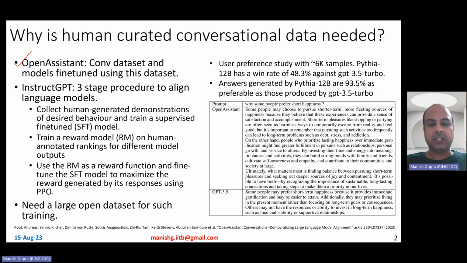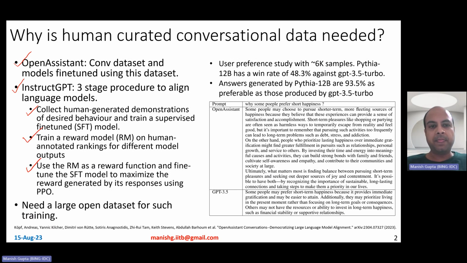Well, because instruction fine-tuning using recipes like InstructGPT requires such data. InstructGPT made this three-stage procedure very popular to align language models. In the first stage, people do supervised fine-tuning. In the second stage, they build reward models, and in the third stage, they actually train the model further using reinforcement learning with an algorithm called PPO.